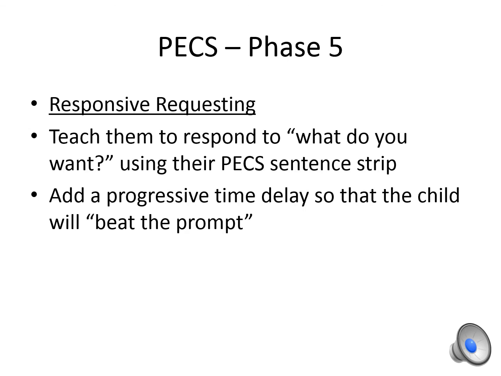In phase 5, we teach them to do some other things other than just initiating a request. We teach them responsive requesting. So, "What do you want?" "I want something," and they use the sentence strip. So this is a little bit of a transition to not always doing it in the same way as they did before, because what we're trying to do next is comment.